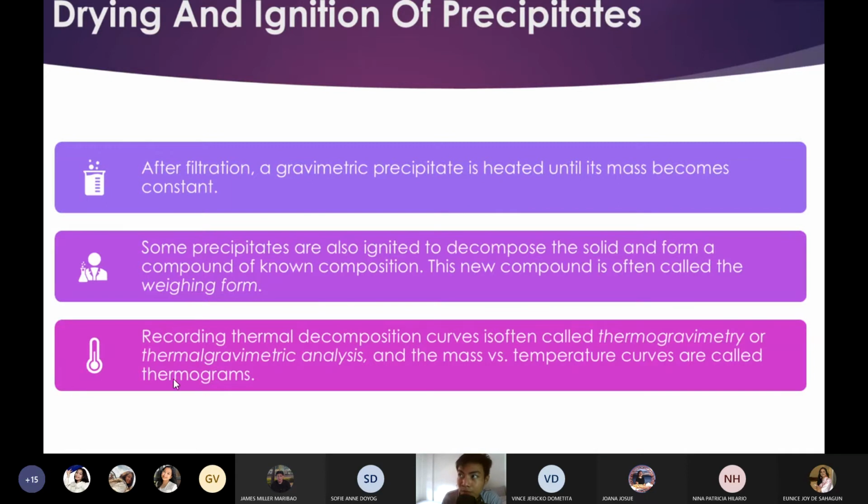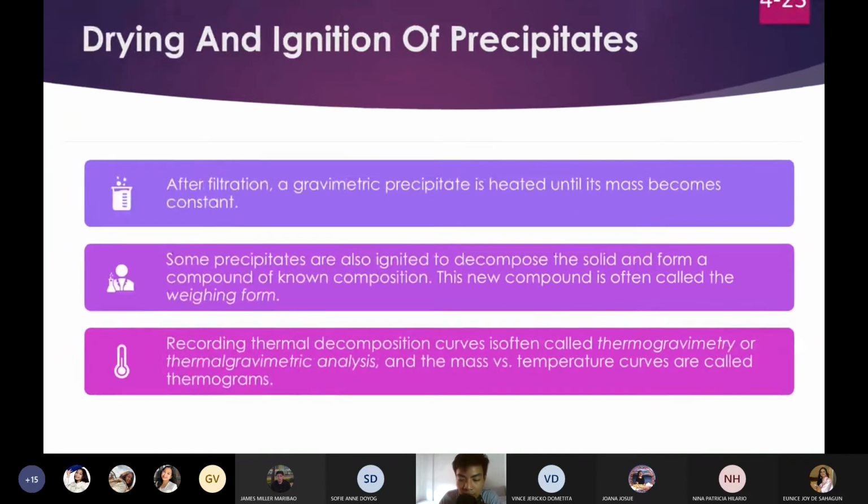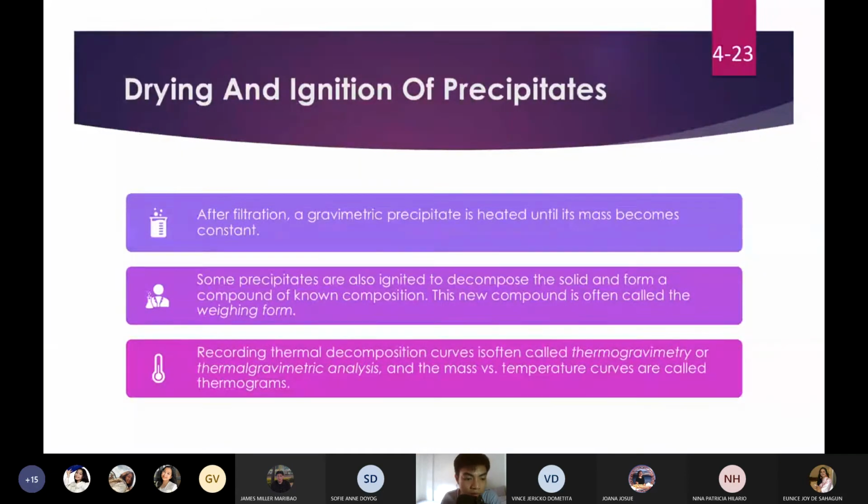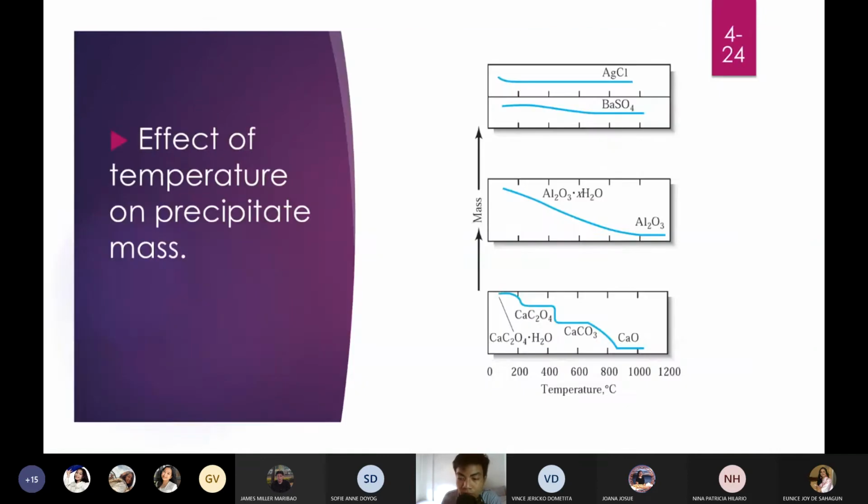Okay, so ganun. We can also record the thermal decomposition curves, using the Thermogravimetric Analysis. So it is a graph that looks at the changes of mass depending on the temperature scale. So, ito yung itsura niyan. Pakita ko sa inyo yung sa thesis ko kasi nagganyan din ako nun eh. Teka lang, hanapin ko. Documents, thesis, the TGA.